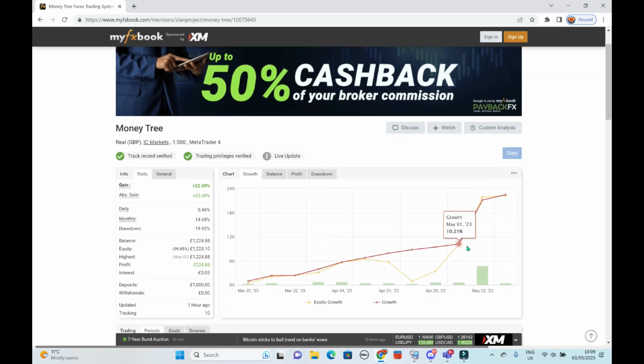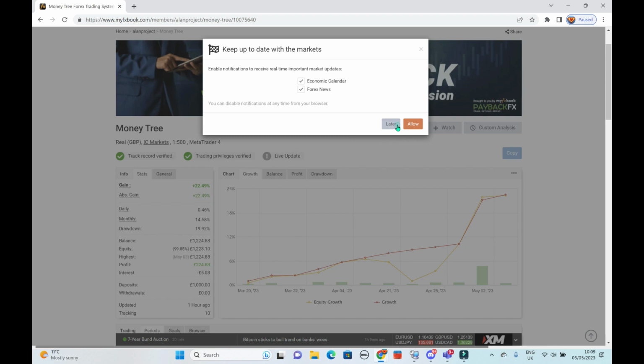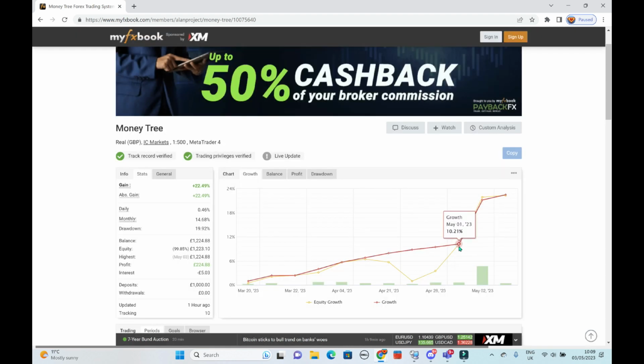You see what happened. So this was yesterday, and then literally after one day, it jumped from 10% return to 21%. So it made 10% return in the one day, I don't know what to say.